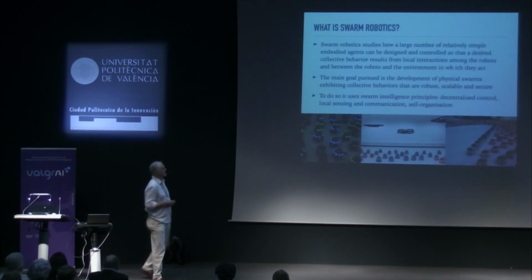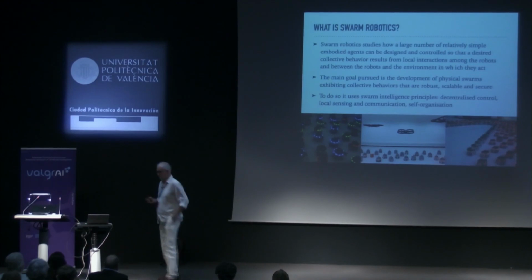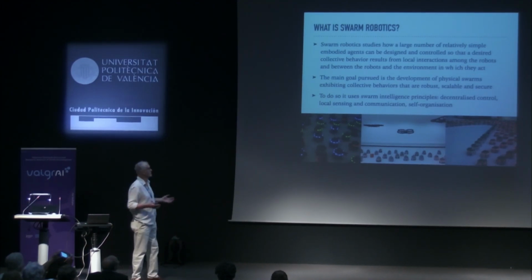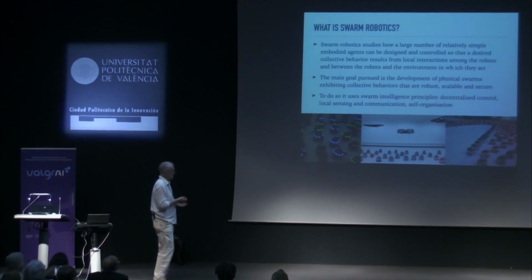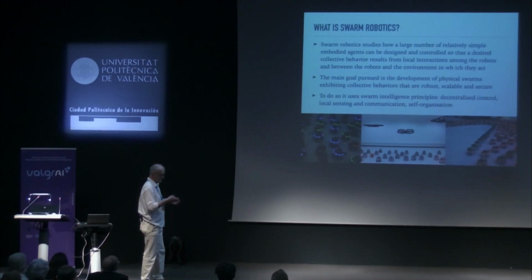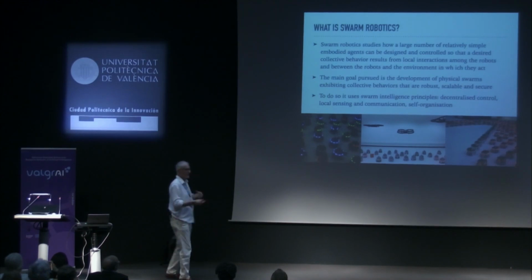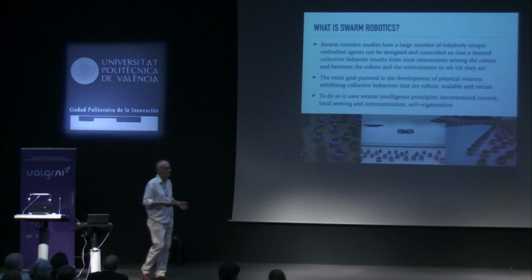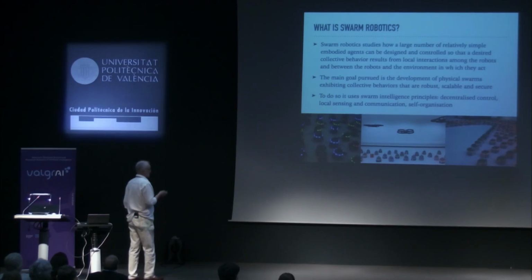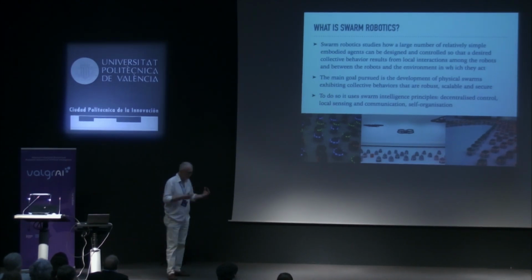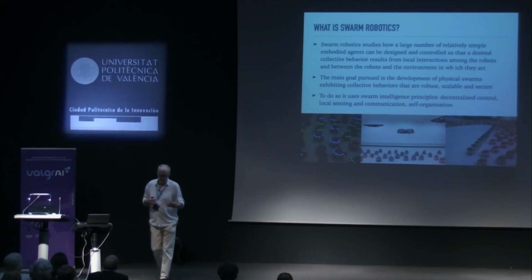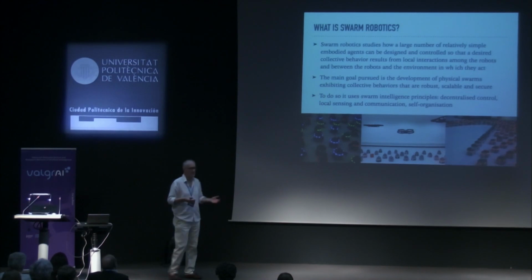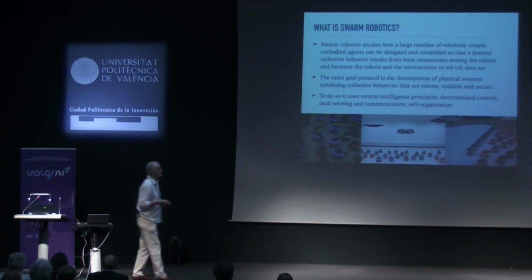So, swarm robotics is nothing else than swarm intelligence applied to embodied agents, to robots. We have a large number of relatively simple robots that interact with each other, and we want them to perform tasks or solve problems and so on. And why do we take this approach? Because we want systems that are robust to failures, that are scalable, that are secure, and so on.